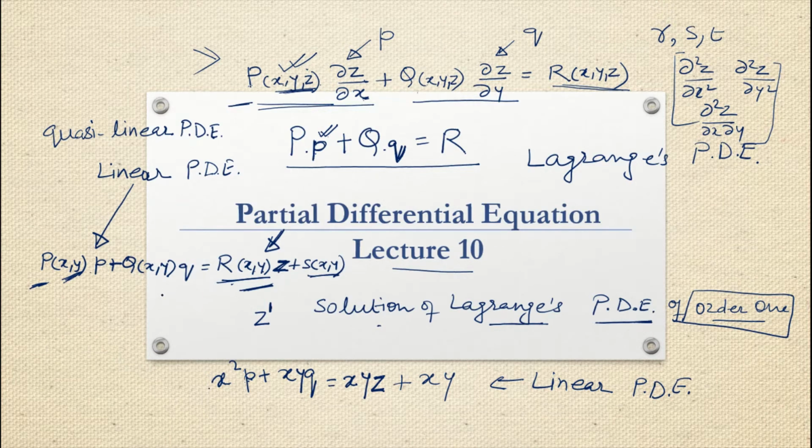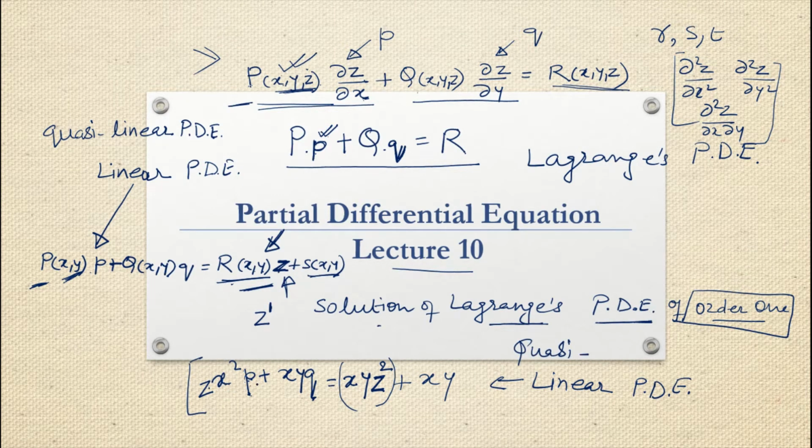The second thing is that here we have x, y, z only, which is valid in my linear partial differential equation. But in my quasi-linear partial differential equation, I can write z square also, or maybe z cube also, because this will be a function of x, y, z. So we can say that this is the example of a quasi-linear partial differential equation.